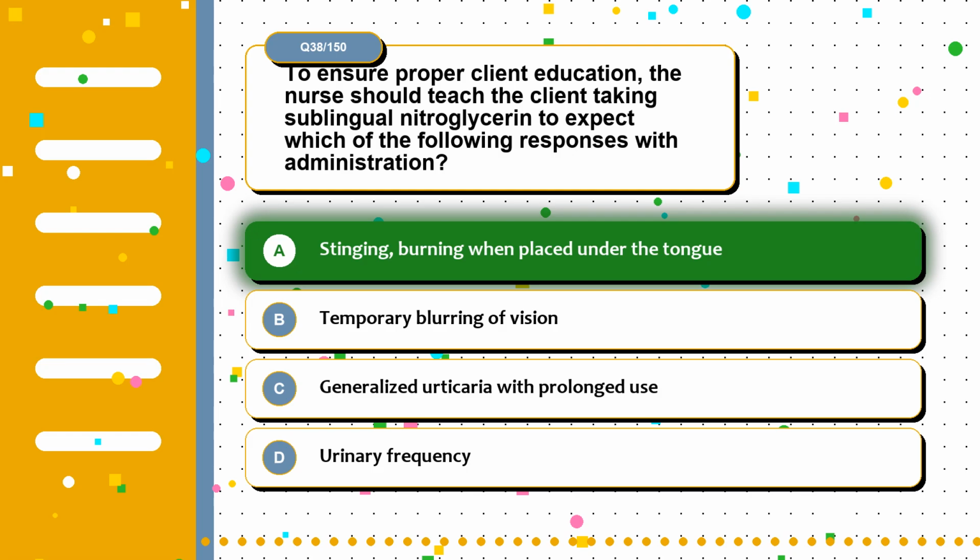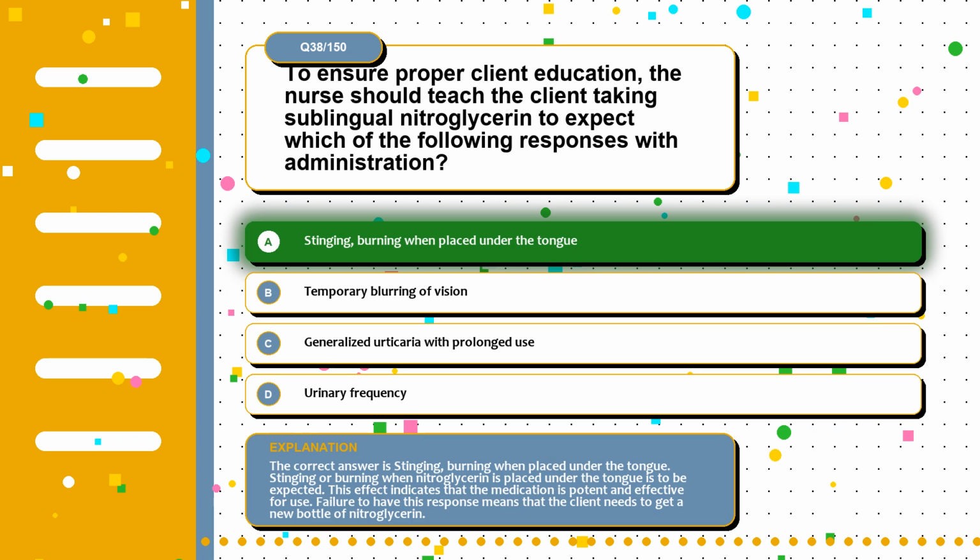The correct answer is option A. Stinging, burning when placed under the tongue. The correct answer is stinging, burning when placed under the tongue. Stinging or burning when nitroglycerin is placed under the tongue is to be expected. This effect indicates that the medication is potent and effective for use. Failure to have this response means that the client needs to get a new bottle of nitroglycerin.